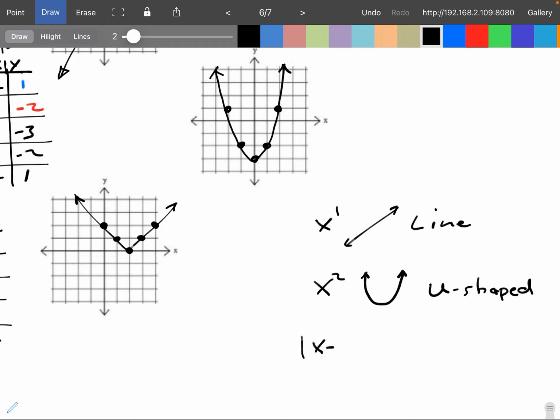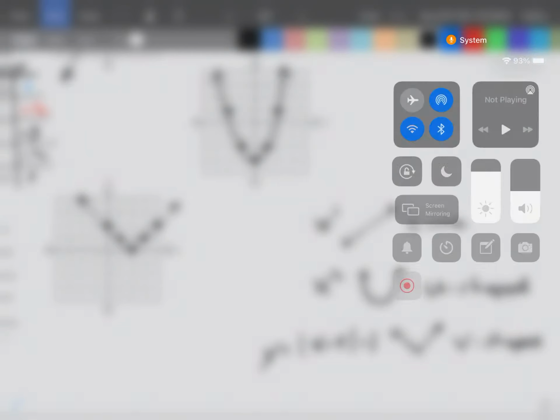And then if the function has an absolute value in it, maybe something like this. So if you get one something like that, if it has an absolute value in it, then it's going to look like that, and it'll be V-shaped. Okay, and that's it. That wraps up the last lesson in chapter 1.